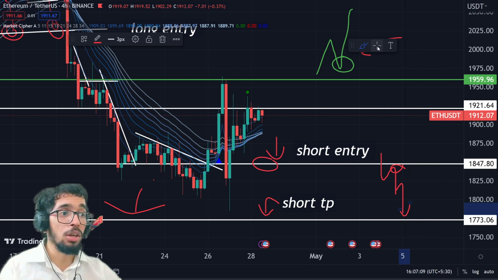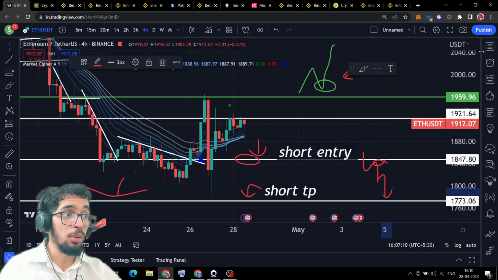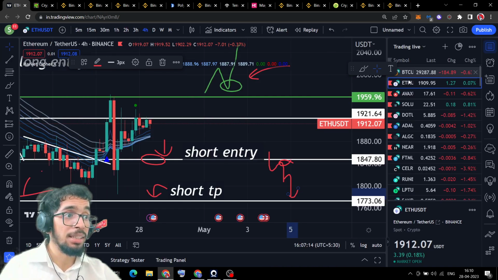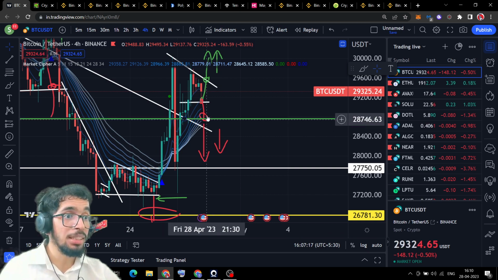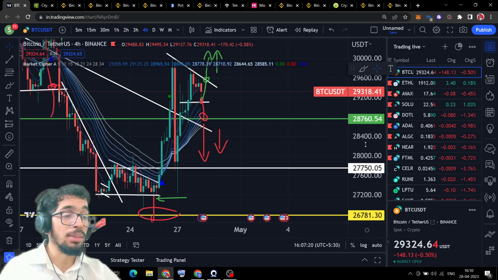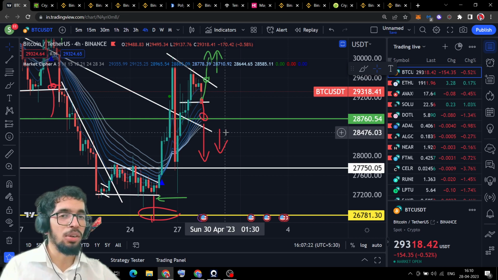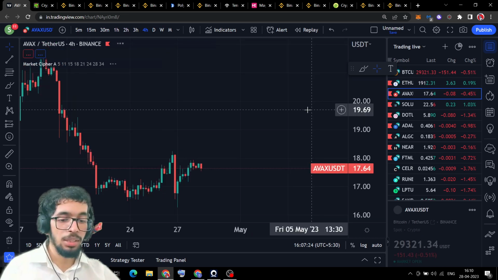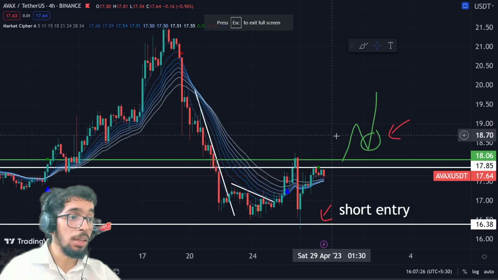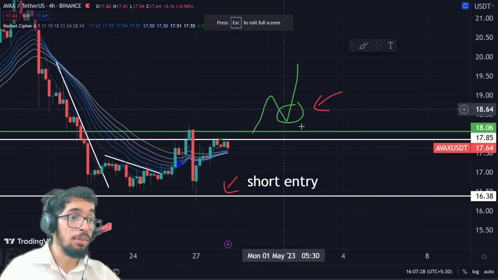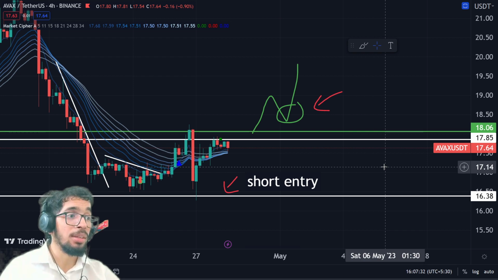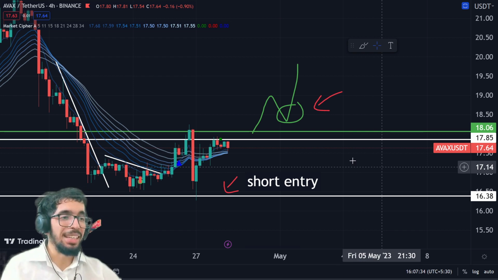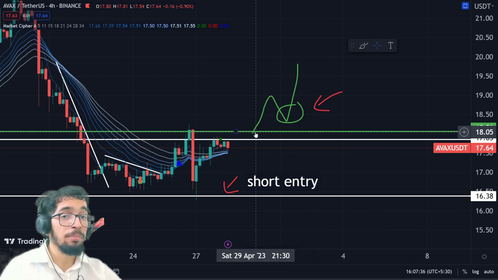So for Bitcoin, it needs to break this key support. Let me show you that. Bitcoin needs to break this key support at around 28,760, then all the altcoins are down, right? So now let's talk about the next chart, which is your AVAX. For the AVAX chart, we are also watching this key resistance around $18.06, right? We're watching that resistance.